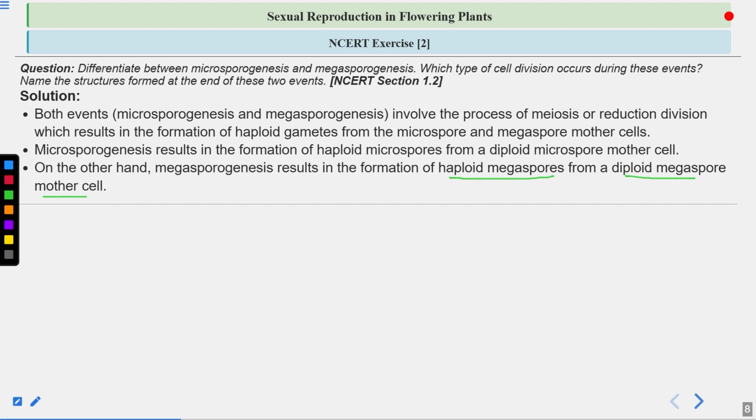Name the structure formed at the end of these two events. What are these two events? Microsporogenesis and megasporogenesis. So, the end product of microsporogenesis is the haploid microspores, and the end product of megasporogenesis is the haploid megaspores. This you should remember. Okay, so this is the elaborated answer for all these three questions. That is question number 2 from section 1.2. Okay, let us move to our next question.